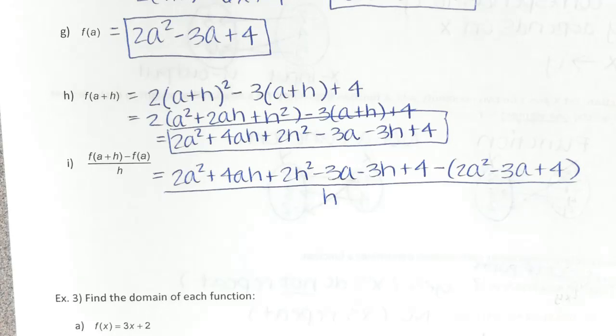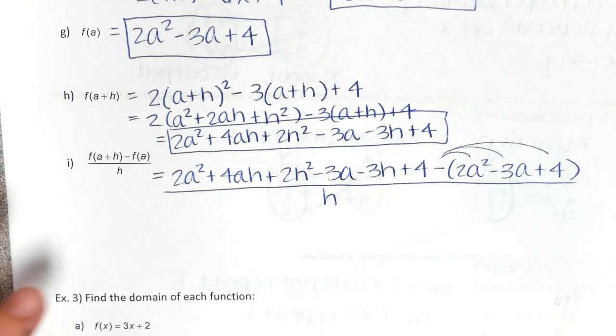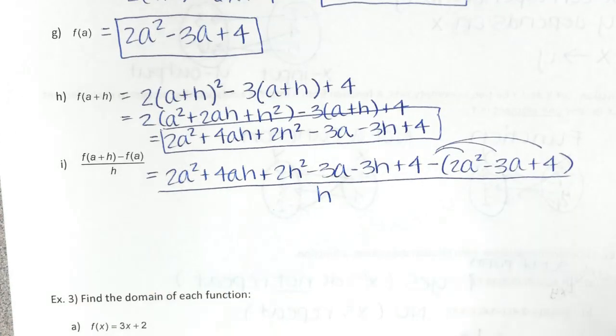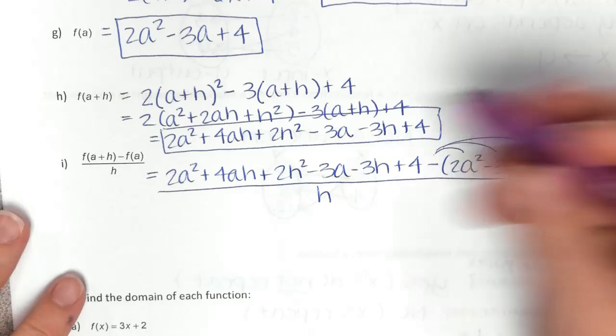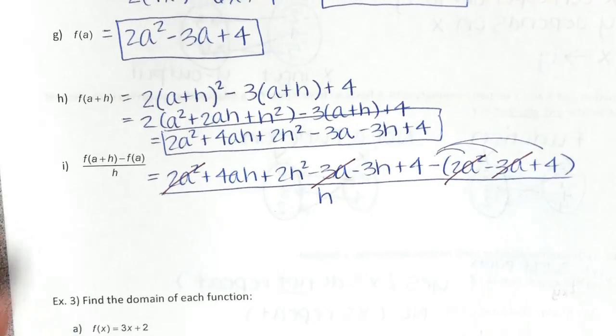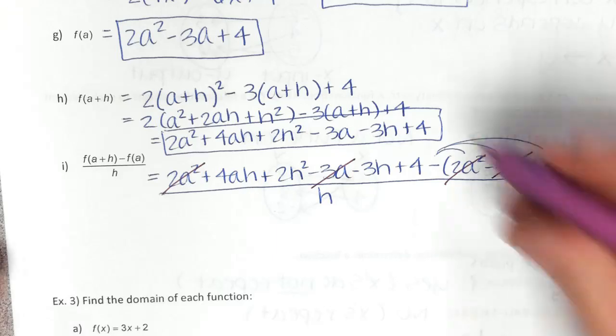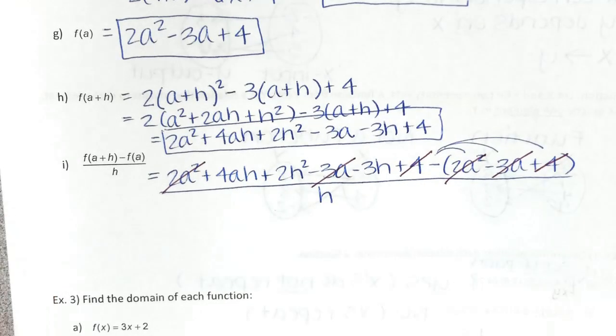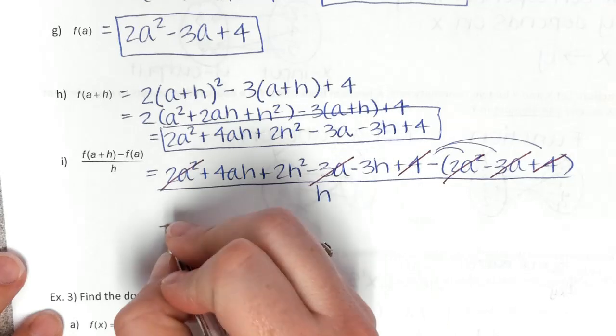Now, before we divide by h, we have to see if we can simplify the numerator. This minus goes to all 3 of those, right? Are there any terms that I can combine or that might cancel each other out? The 2a squareds, bye. The 3a's, adios. And the 4's, see ya. Tell me what's left. 4a.